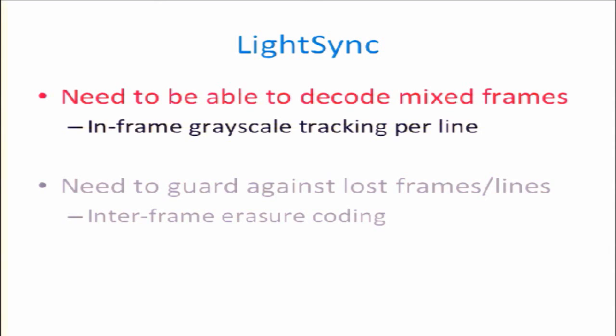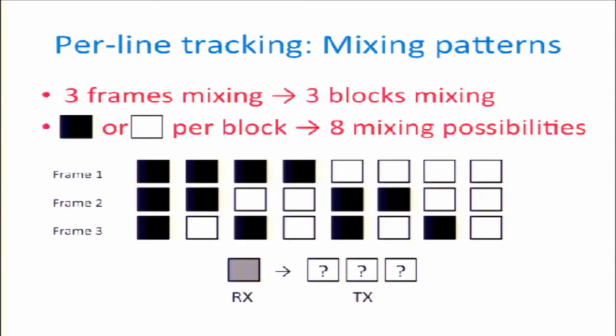So now I'm going to talk about the actual techniques. First of all, like I said, there are two parts. We need to figure out how to decode mixed frames. So let's first look at the mixing patterns. Like I said, in the range we looked at, we get up to 3 frames mixing. This basically boils down to having 3 blocks mixed together.